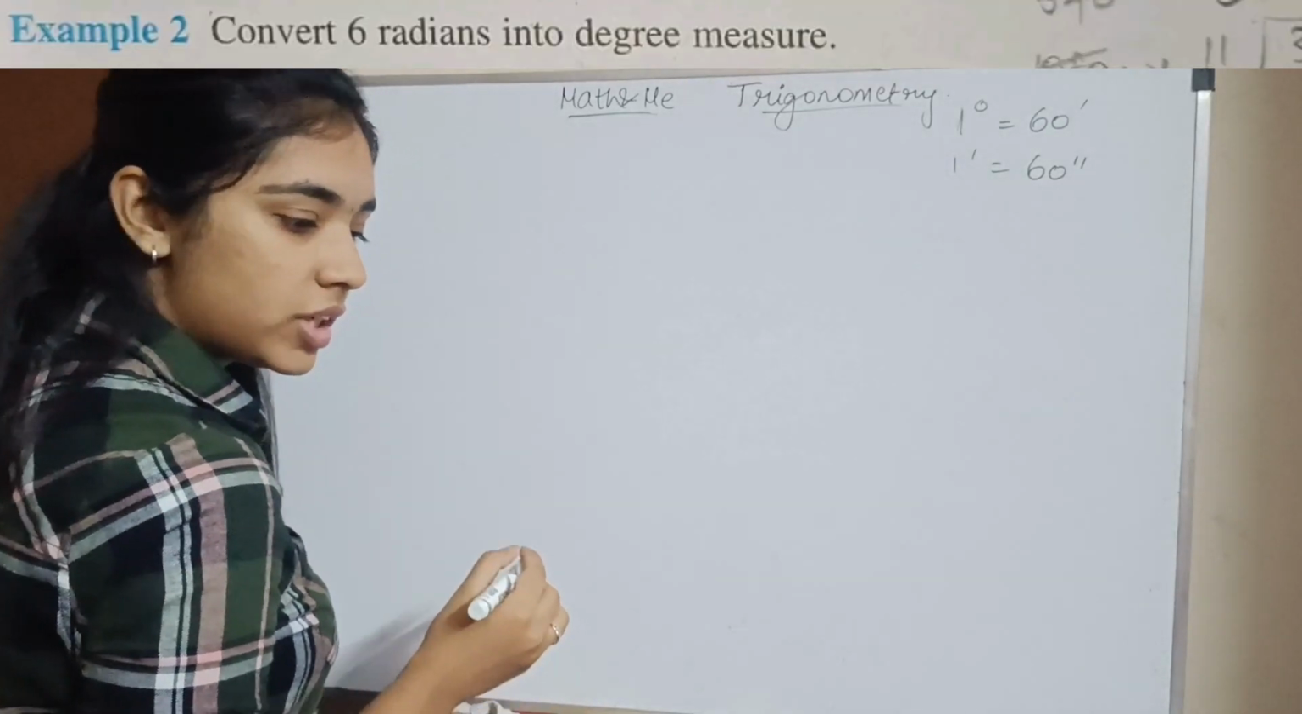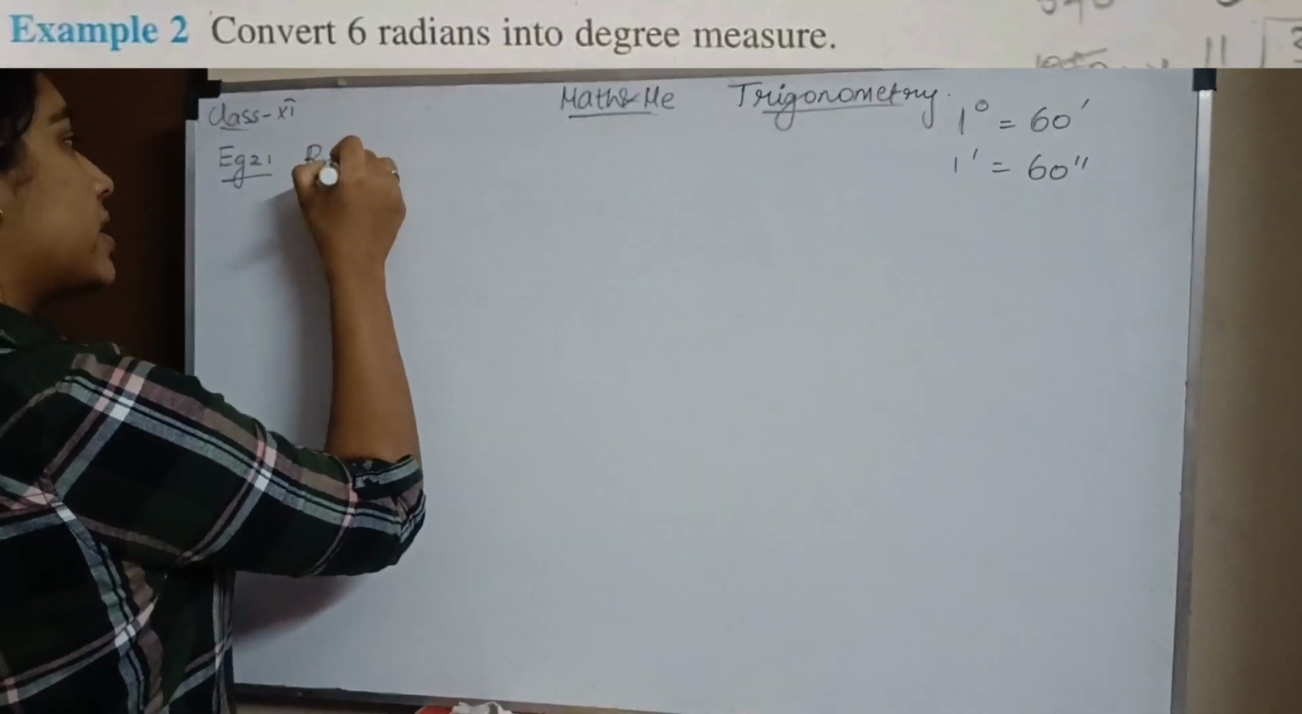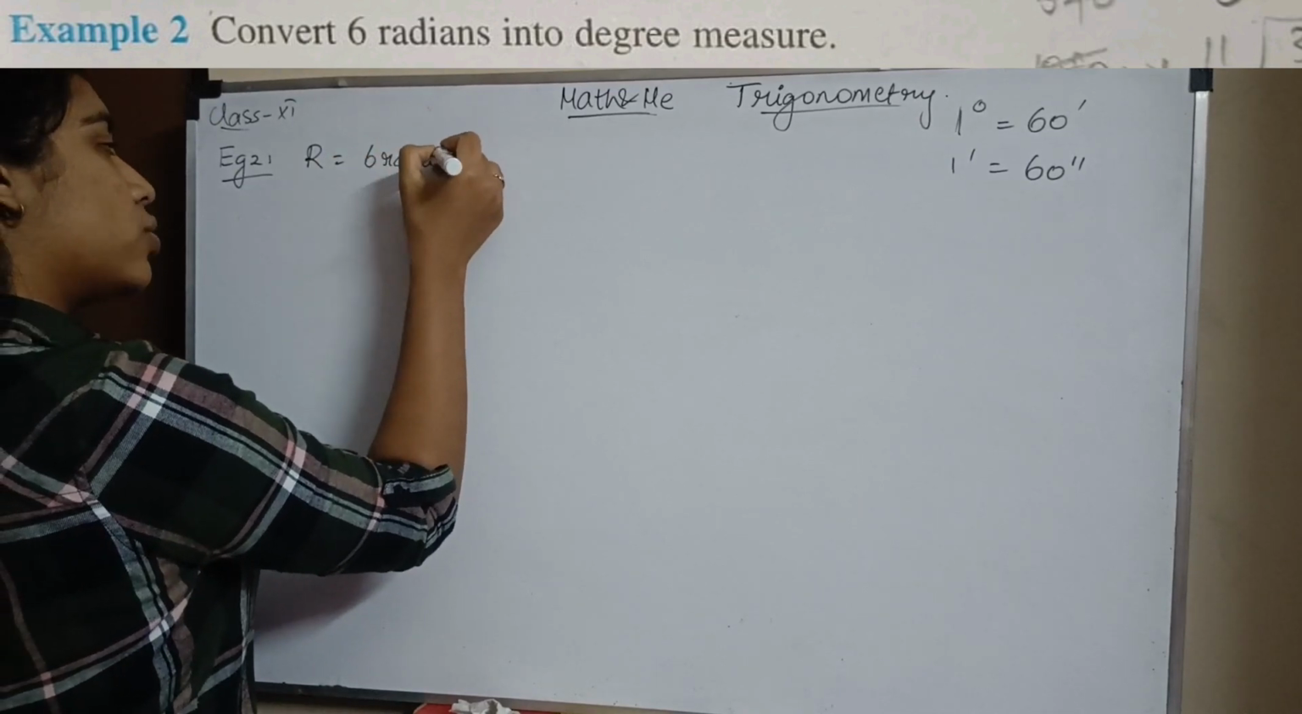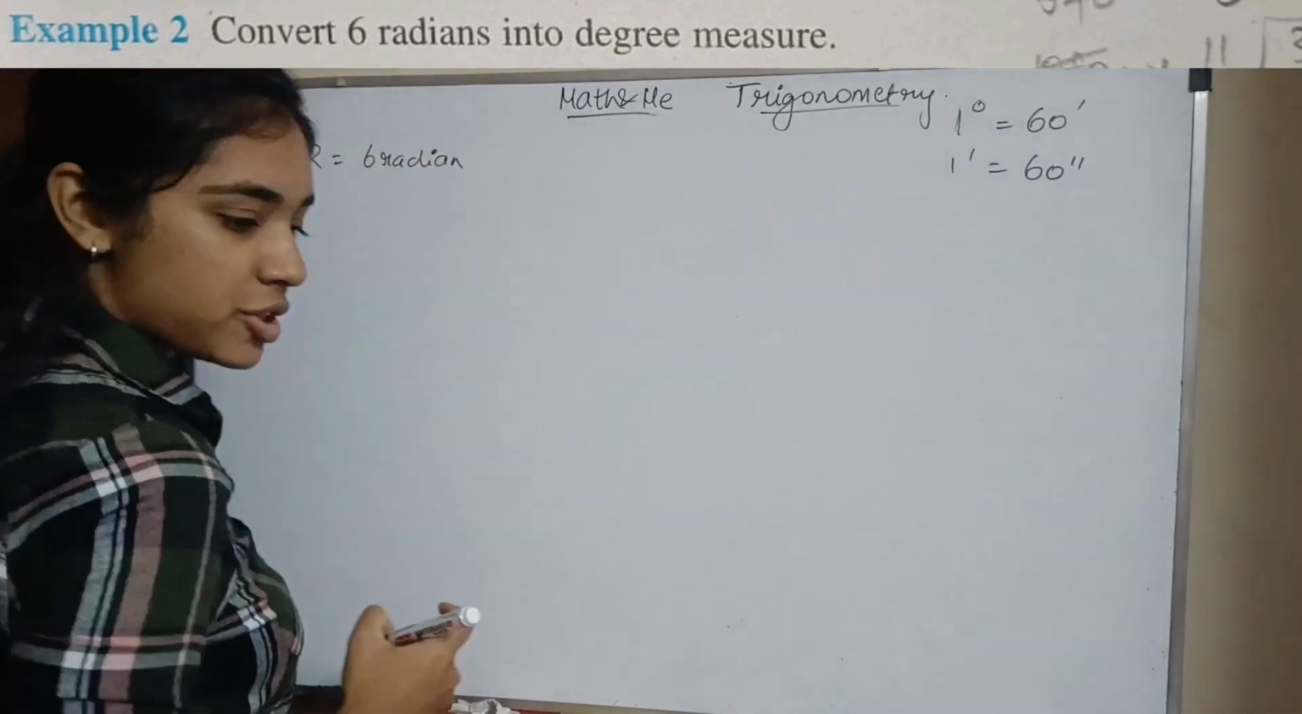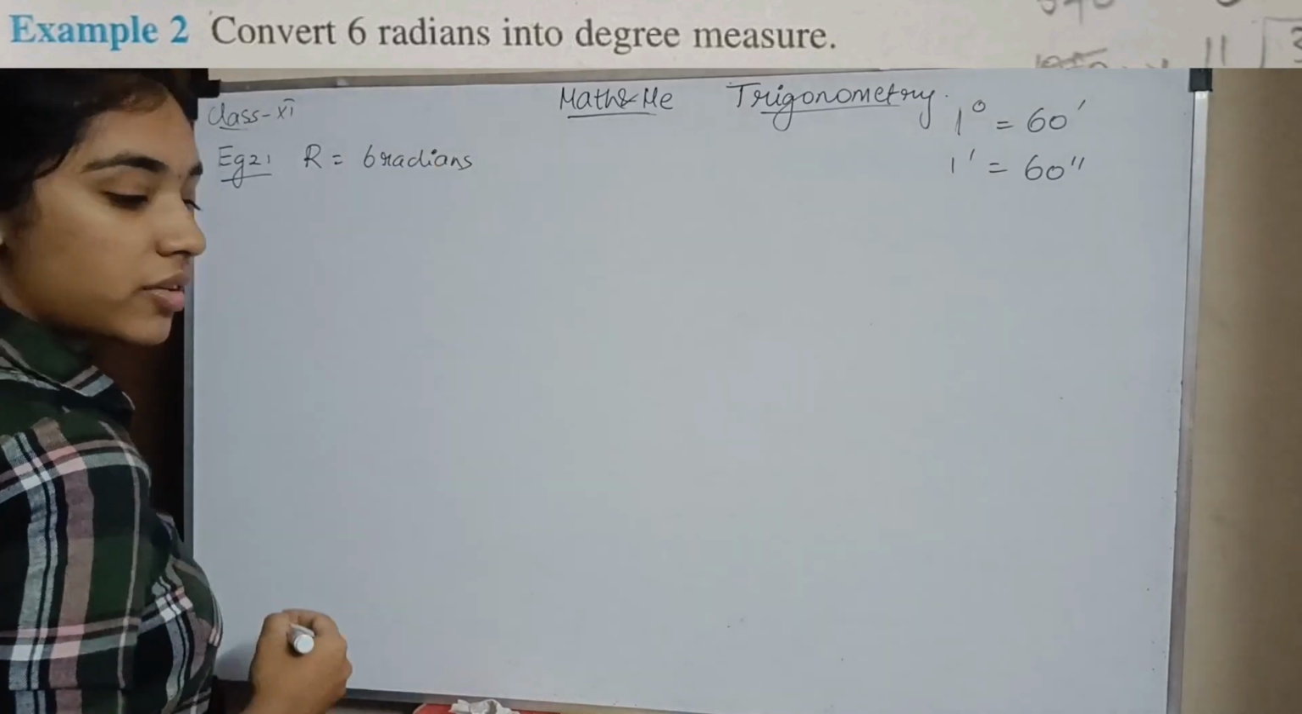Example 2. Convert 6 radians to degrees. So R என்ன கொடுத்திருக்கு, 6 radian கொடுத்திருக்கு. Capital R represents the radian measure. Okay. So 6 radians. I need to convert it into degree.